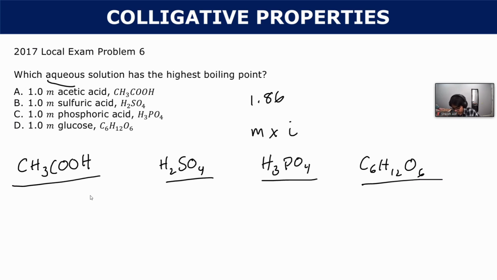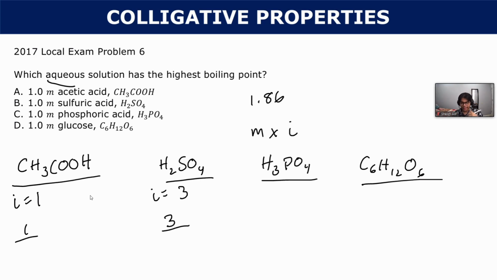All right, so let's look at CH3COOH, a big organic molecule. It's going to be a non-electrolyte, meaning its i value is going to equal 1. So molality times i, it's going to have a 1 value. Let's look at H2SO4. H2SO4 is a strong acid, meaning its Van't Hoff factor is going to equal how many ions it has. So it's going to break up into 2 H+ and SO4, an i value of 3 times its 1 molality. That means it's going to have a 3 value.